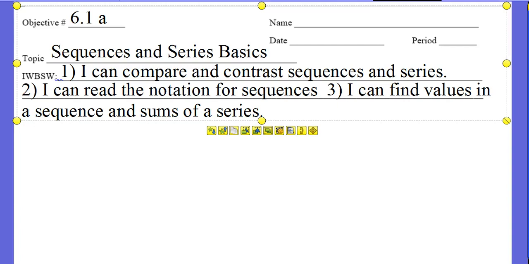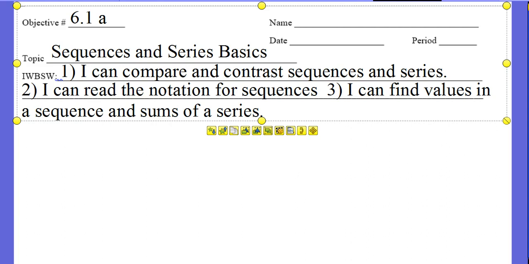All right, so guys, this is objective 6.1a. It has a part B, which I will teach tomorrow. Today's topic is sequences and series, the basics. What are they? Mainly, what are they? And how do you find numbers in a series or numbers in a sequence?